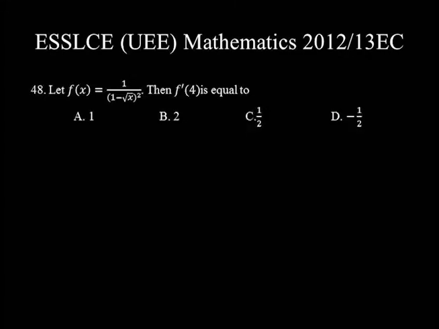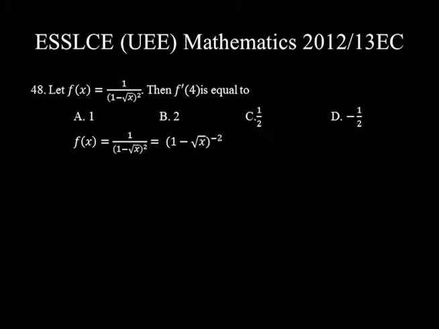Question number 48. f of x is equal to 1 over (1 minus square root of x) the whole squared. Then, f derivative at 4 is equal to... f of x equal to 1 over (1 minus square root of x) the whole squared can be rewritten as (1 minus square root of x) to the power of -2.